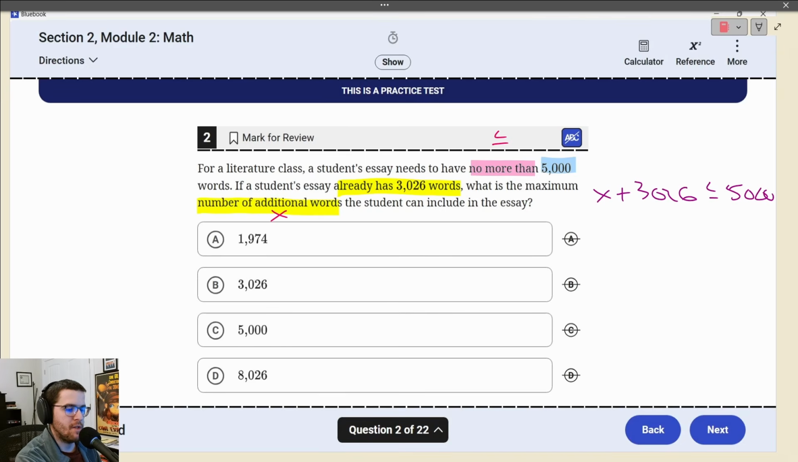Now to solve this inequality, we'll just subtract 3,026 from both sides. So we do 5,000 minus 3,026. And we get x is less than or equal to 1,974. So the greatest additional number of words we can add is 1,974.